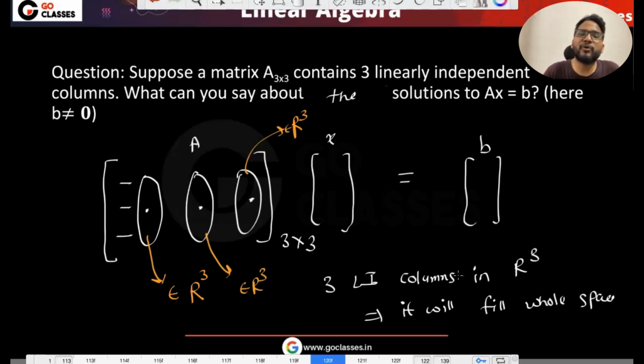Which means I do not care. You give me any vector. Since I'm filling the whole space, I will give you the answer for X, Y, Z. I can generate any B. Yes, very nice. So we can generate any B.